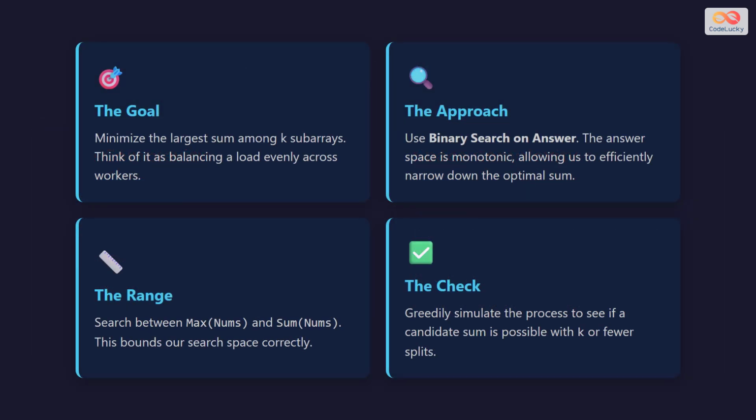To recap, we solve the split array largest sum problem by using binary search on the answer. We define a range from the max element to the total sum. We use a greedy approach to check if a specific sum is feasible. This method transforms a complex optimization problem into a series of simple checks.